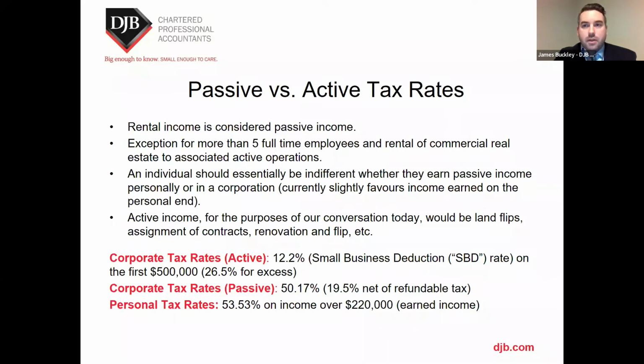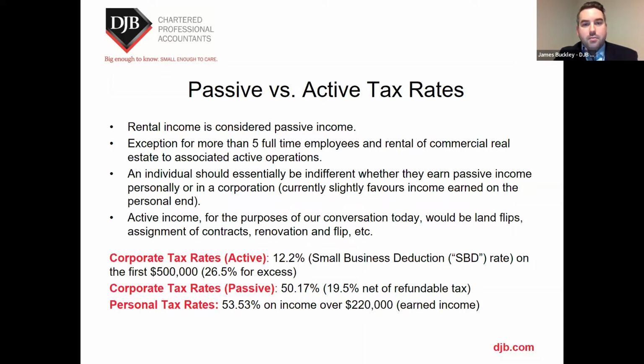And so when we think about that, we look at types of income. The first thing to understand is rental income is considered passive. We'll get to what that means, but it's important to understand that. There's exceptions if you have 5 full-time employees, or if you have commercial real estate that you have leased to an associated corporation. But other than that, we're mainly in the passive world when we think about rents.